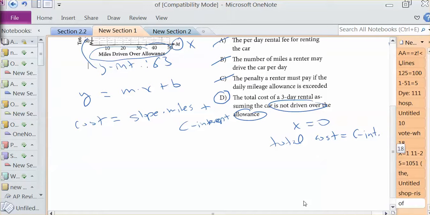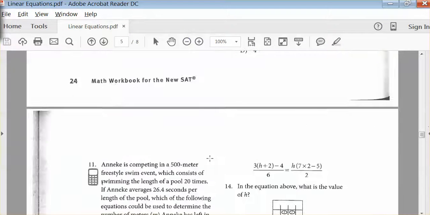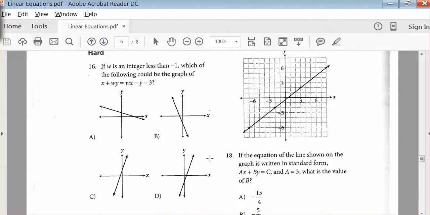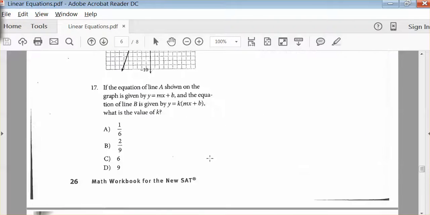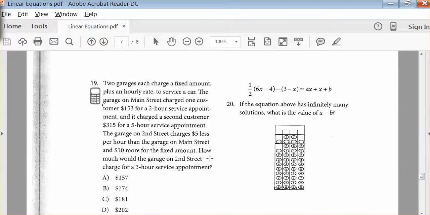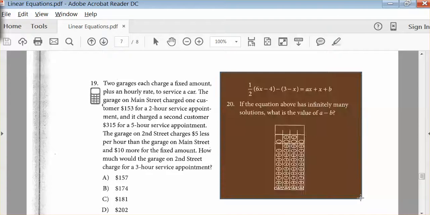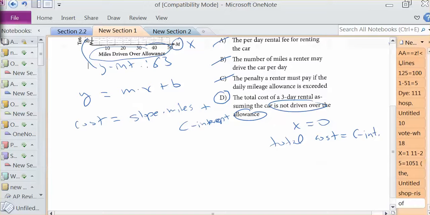Okay, let's do one more. Let's do a tough one. Let's do a free response one. We'll try number 20 here.